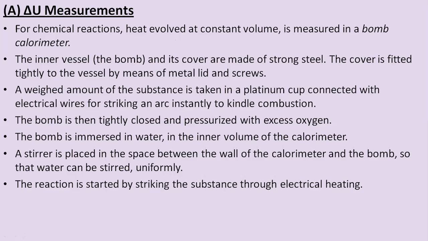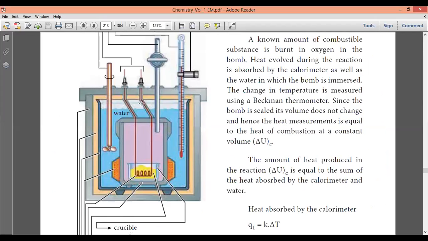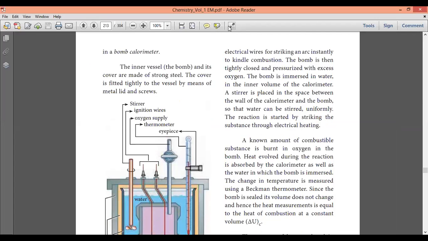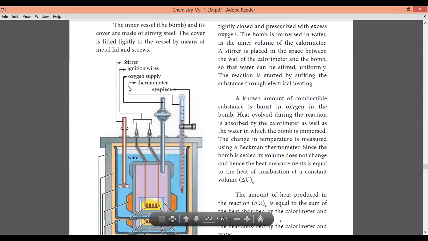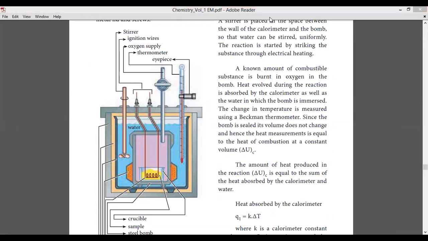Let us look at the picture of this so that it will be easier for you. Here you can see the calorimeter. This is the bomb calorimeter. In this device you can see it has a stirrer, which is used for mixing, and then the ignition wires. If you see here, two ignition wires are there.